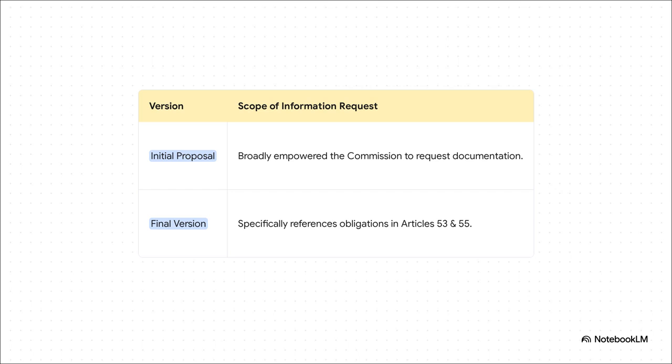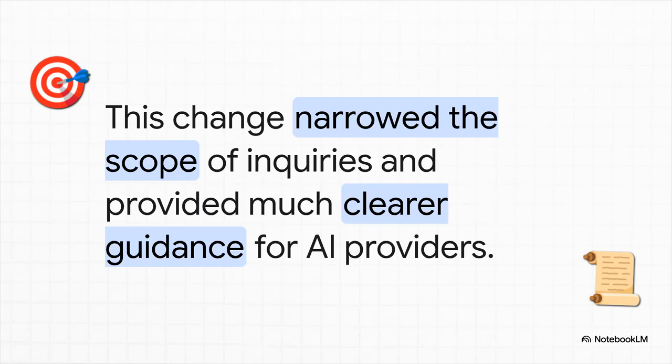It's much more specific. It says the requests have to be linked to the obligations that providers already have under other parts of the law, specifically Articles 53 and 55. And that's not just some tiny legal tweak. It's a huge deal. By tying the requests to existing rules, the law puts clear boundaries on what regulators can ask for. This gives AI providers much-needed clarity. They know exactly what they need to be prepared to show. It strikes that balance between strong oversight and avoiding just random, open-ended fishing expeditions.